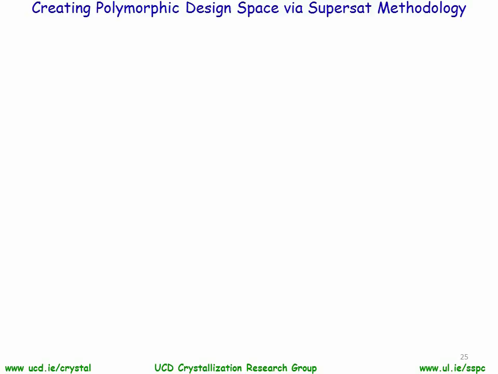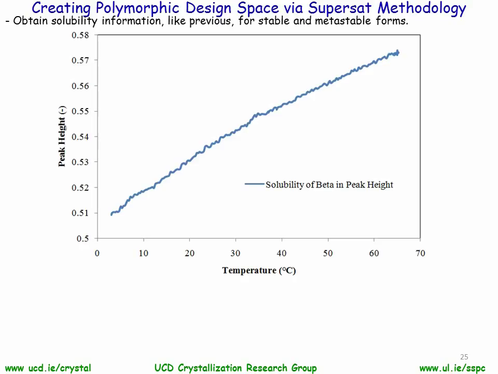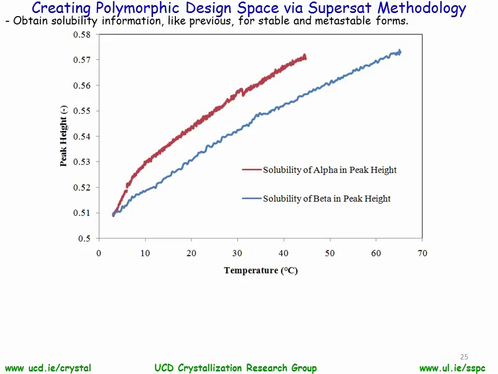An additional thing that can be assessed is creating polymorphic design spaces via this supersaturation assessment. So what we'll do here is obtain similar solubility information for both our stable and metastable forms. What we have here is our peak height on our y-axis and our temperature on our x-axis. So what we can see here is our solubility of our stable form of an API, and now the solubility in terms of peak height and temperature of our metastable form.